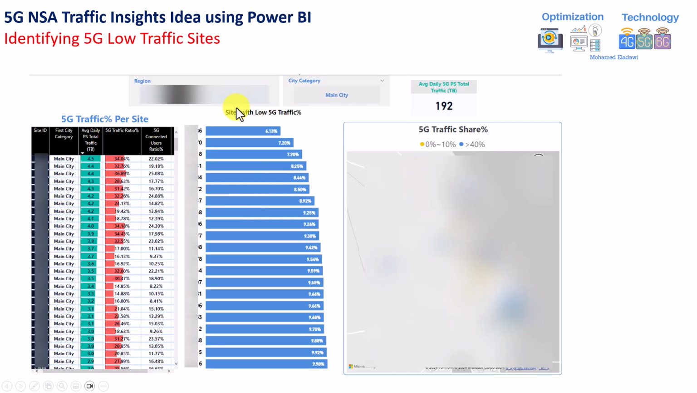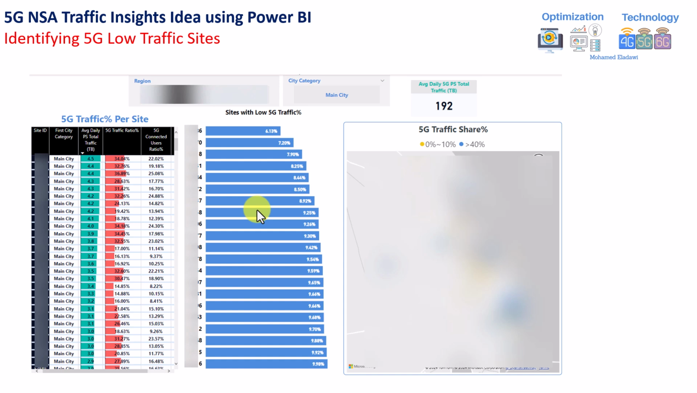So for example, in this particular idea which we are showing here, we were identifying 5G low traffic sites, the top low traffic sites, as you can see in the middle of the figure here. How did we do this? We do it based on criteria. First of all, we need to check what the current capable devices are. Assume that the capable devices are 30%, and you have connected users of only 5%, and traffic of only 5%. So you will check what the current average in your network is, and you start doing your own criteria to do that.